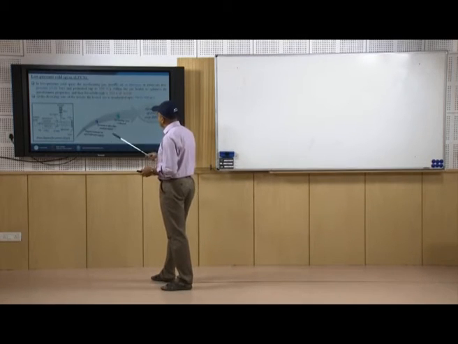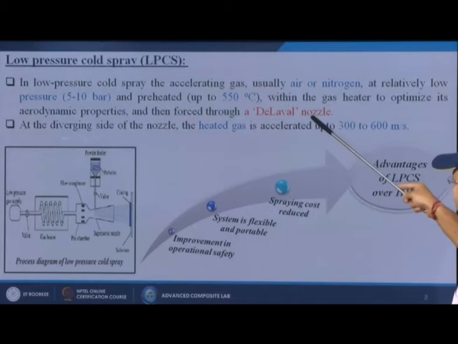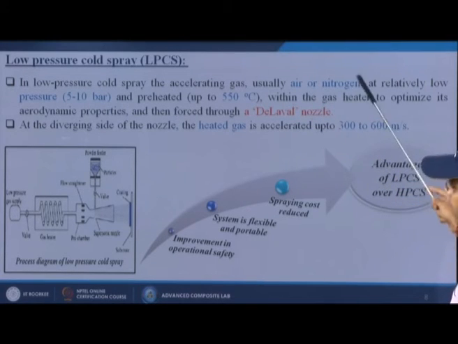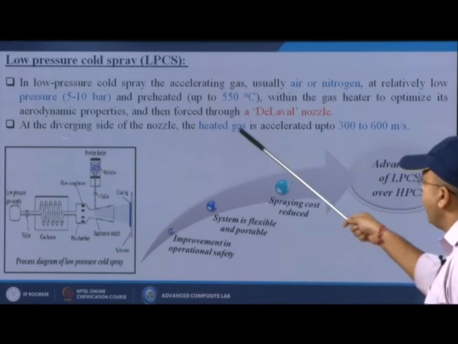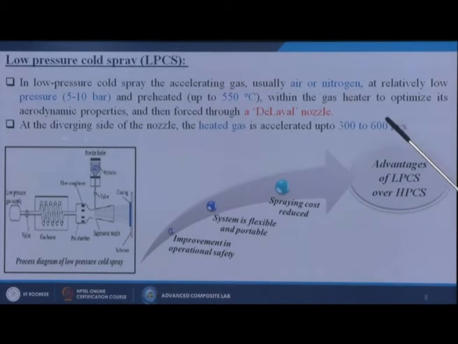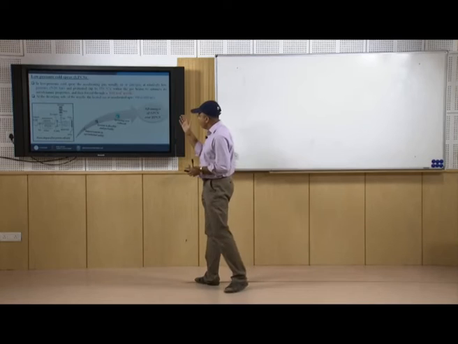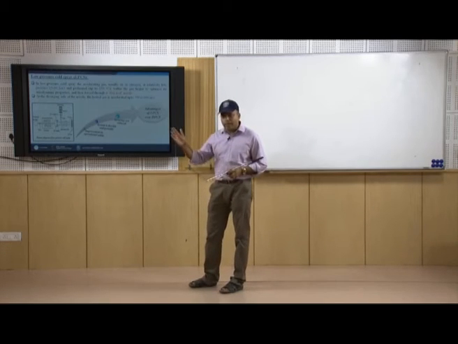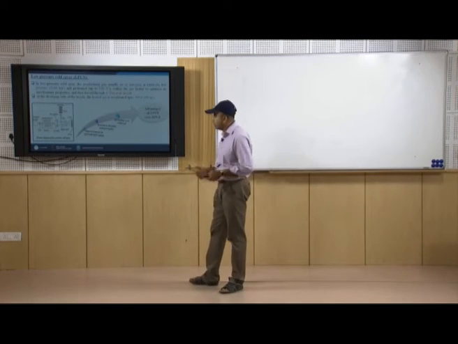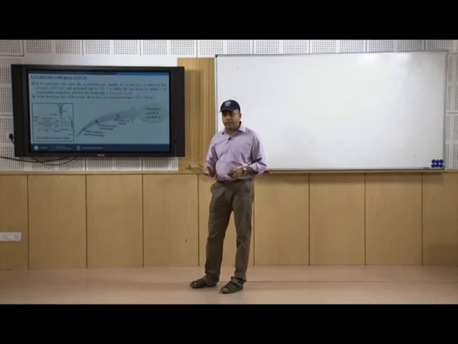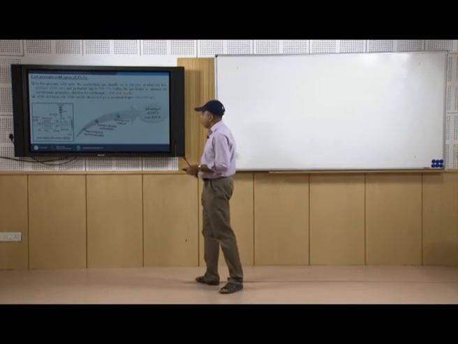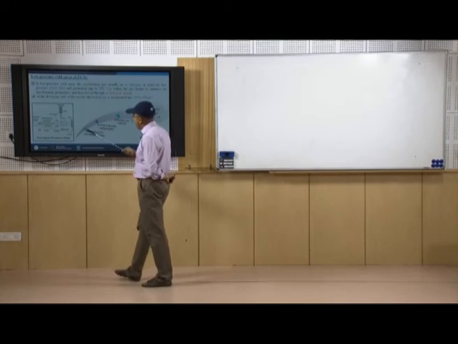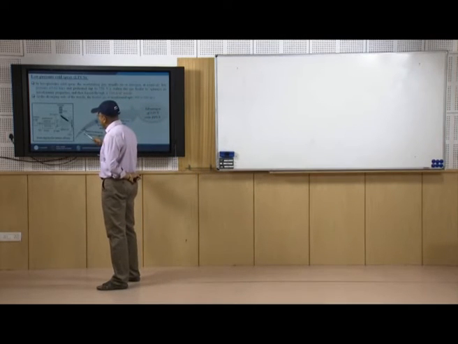Then after mixing these two, again it comes through the de Laval nozzle and directly deposits onto the substrate. At the diverging side of the nozzle, the heated gas is accelerated up to 300 to 600 meters per second. At that time it reached up to 1200 meters per second. So from this particular case you can see that the accelerated velocity is reducing. That is why it is called the low pressure cold spray process. In this particular case the application is almost the same as the high pressure.